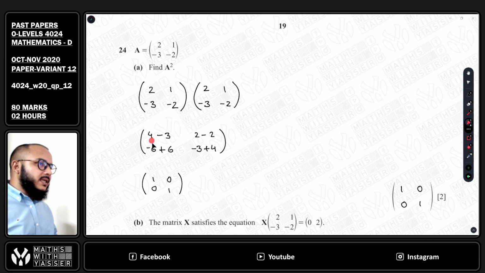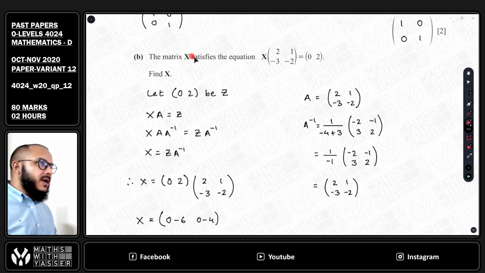Minus 3 times 2 is minus 6. Minus 2 times minus 3 will be positive 6. So minus 6 plus 6. And then we have minus 3 times 1 is negative 3, and minus 2 times minus 2 will be positive 4. So minus 3 plus 4. If I simplify it further, it will become 1, 0, 0, 1.